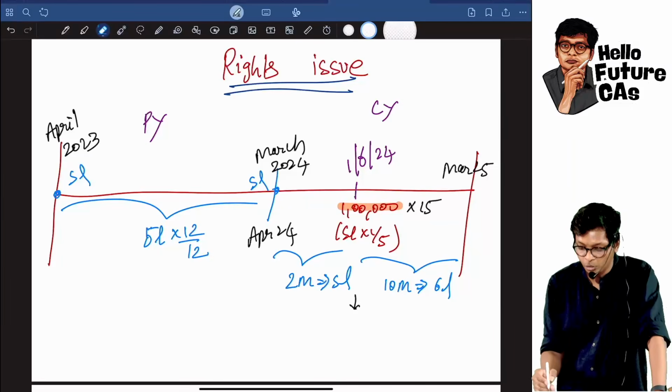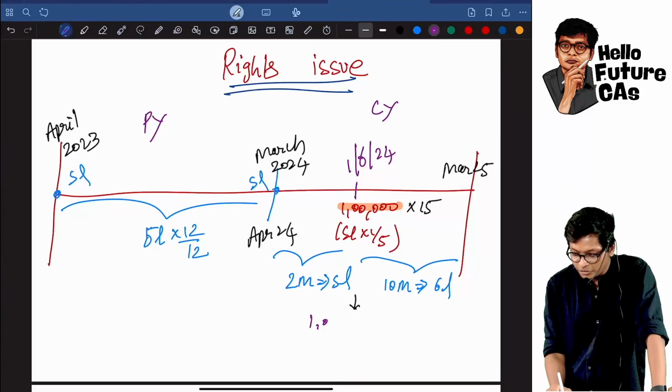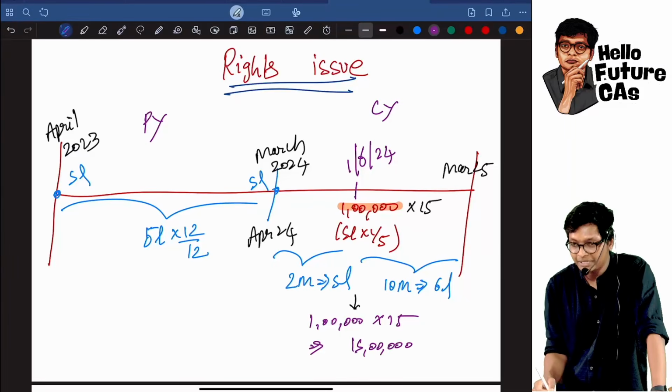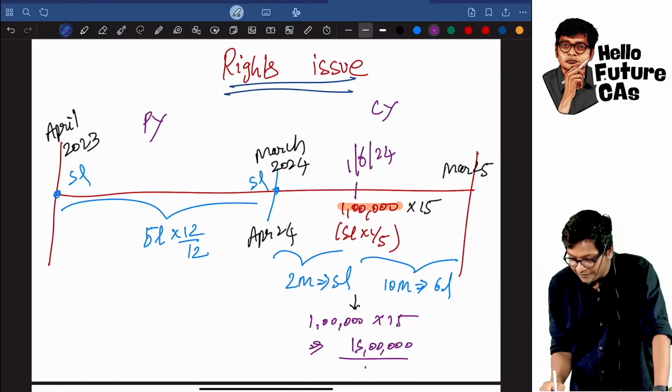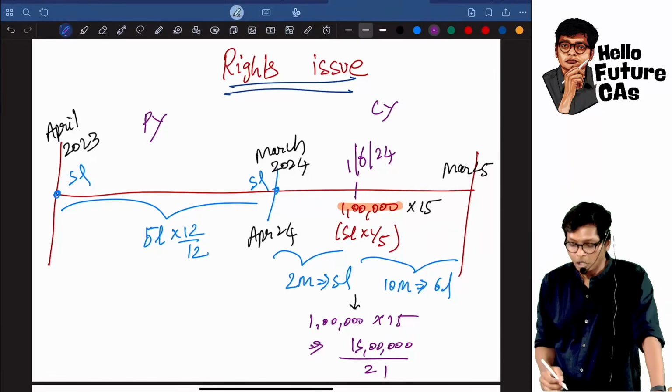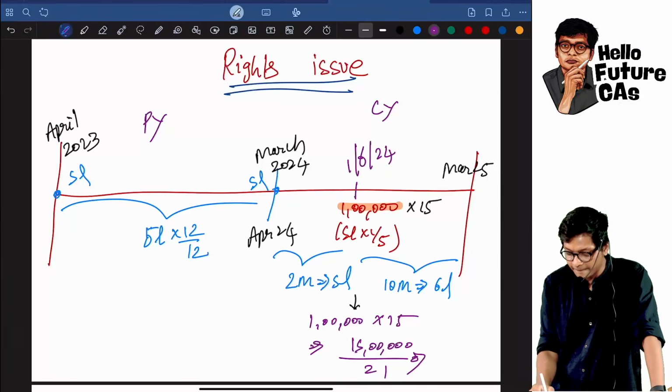Correct? Now, if I'm issuing the same shares to the public, how much money did you actually raise, guys? 1 lakh into 15. The money raised is 15 lakhs. And for each share, if I'm issuing to the public, I will divide by 21. How much are you getting in that case? 15 lakhs by 21. Tell me, guys.